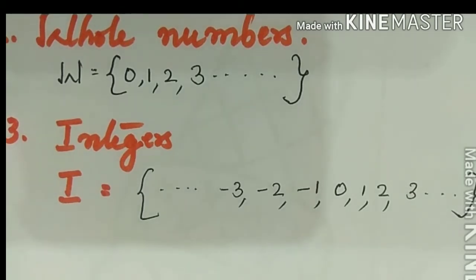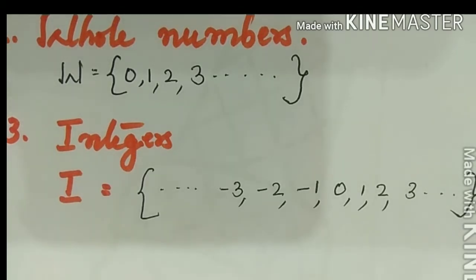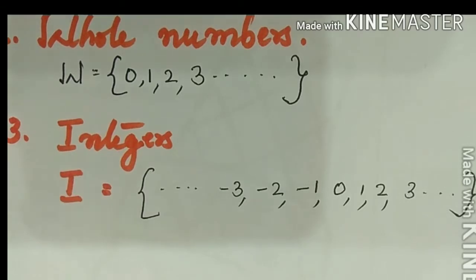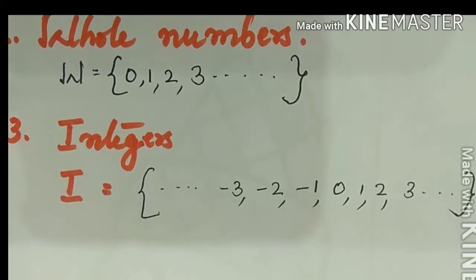Then we have learned whole numbers. Natural numbers together with 0 form whole numbers. The smallest whole number is 0, next to 1, 2, 3 up to infinity. Then we learned integers. 0 is an integer. There are negative integers and positive integers. That means minus infinity, ..., minus 3, minus 2, minus 1, 0, 1, 2, 3, etc.